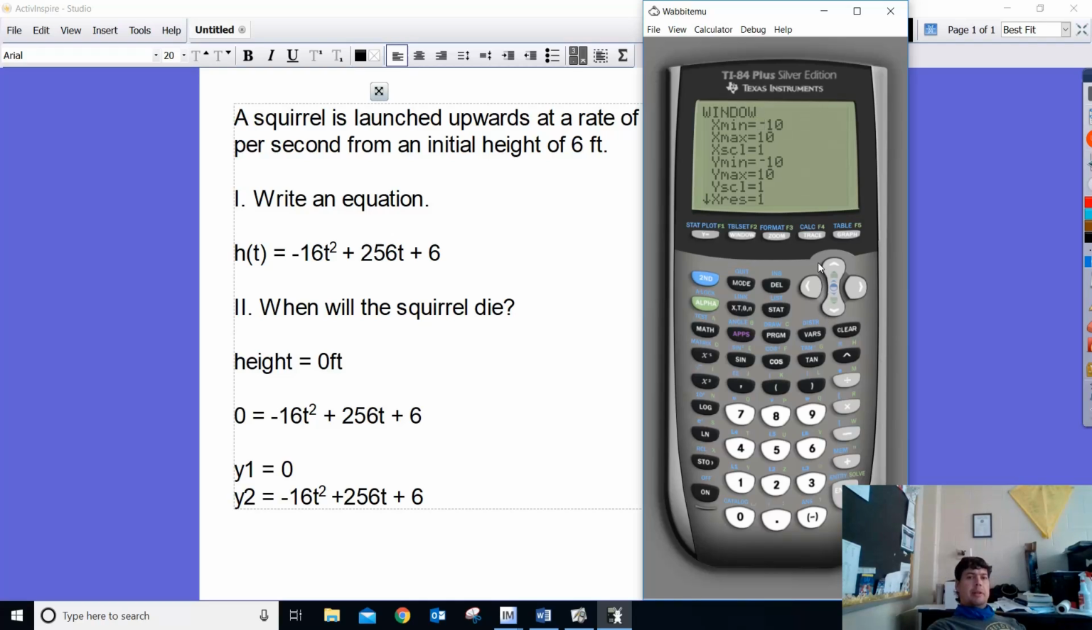And this thing is shot upward at a rate of 256 feet per second. It's going to go pretty far in the sky, isn't it? Every second that passes, it goes another 256 minus the pull of gravity. So I'm just going to say maybe it's going to go 2,000 feet in the air. I'm going to change Y max to 2,000. It won't, but it's going to get up there. Then I'm going to hit graph.